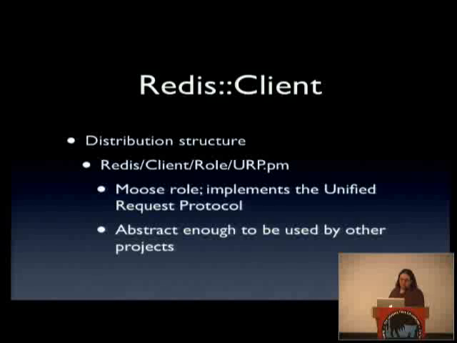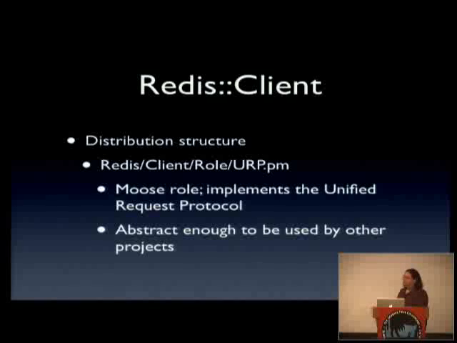Probably the most important module is the role/URP module. This is a Moose role, which implements the Unified Request Protocol. What that means is it transforms your messages into multi-bulk ERP messages. It parses multi-bulk messages back from the server and passes that information up to the client code. It's abstract enough that you can easily use it outside of the Redis client distribution.